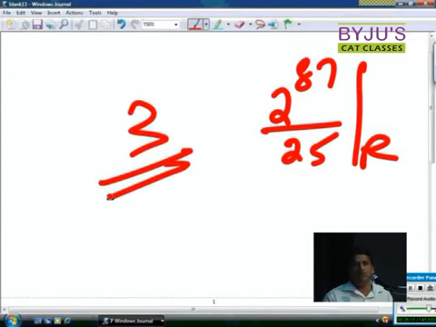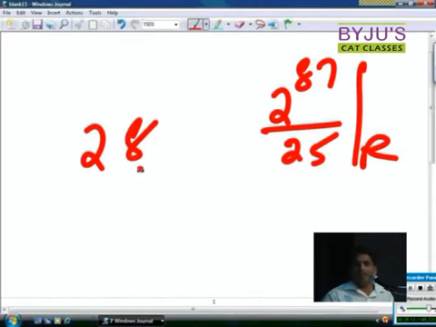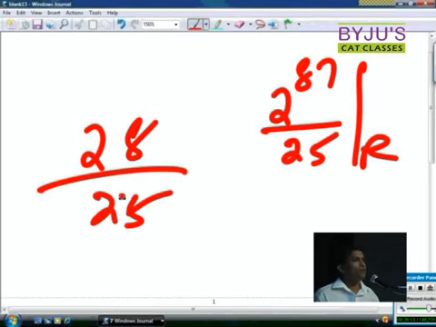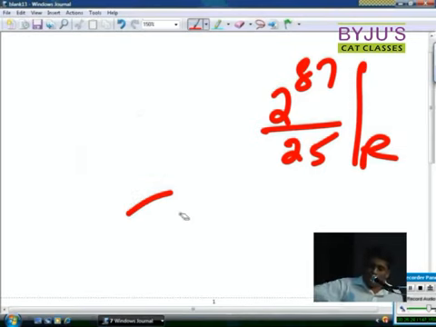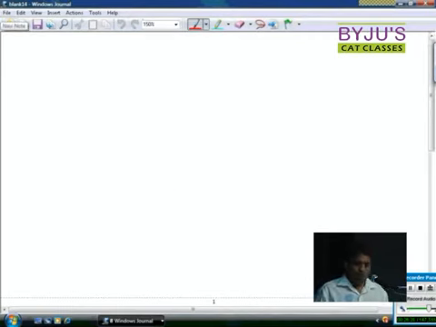What will be the remainder? 3. 2 raised to 87 by 25, the last 2 digits are 28, and any number ending in 28, if you divide it by 25, the remainder will be 3. Sure, right? Okay, fine. So, last 2 digits is covered once and for all. There are many more applications if you know last 2 digits. We'll look at it in a later workshop.